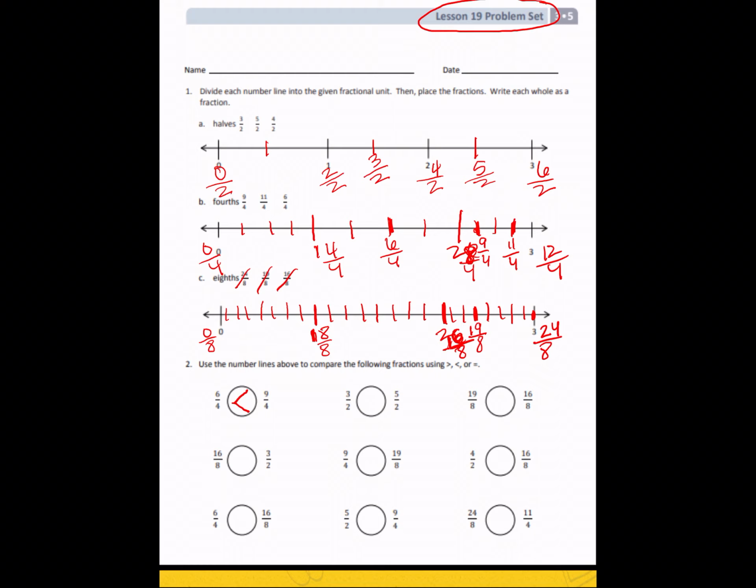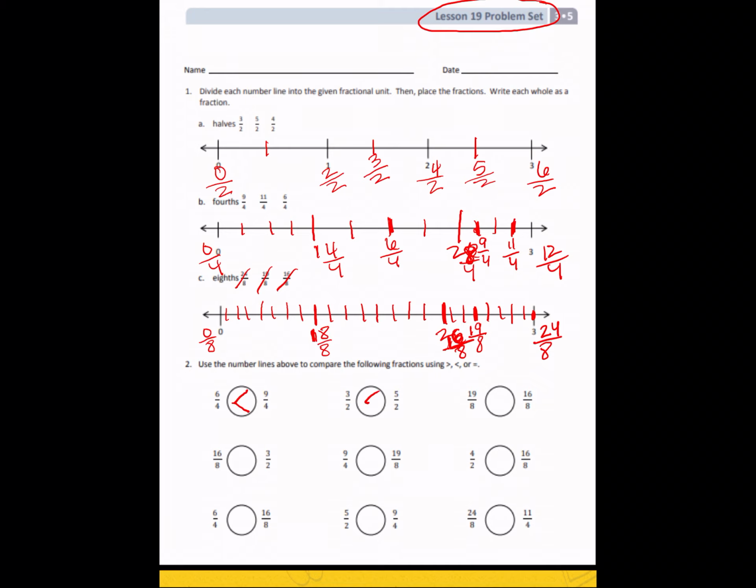I want you to take a minute, pause this video, and complete this section on your own before hitting play again to check your answers. So just take a minute to complete this on your own. Hit pause on your screen, and then hit play again to check your answers. Okay, let's go over this together.